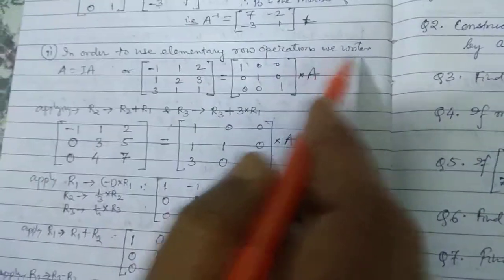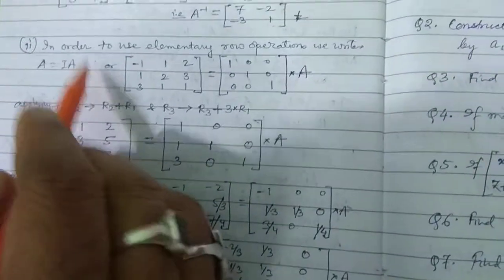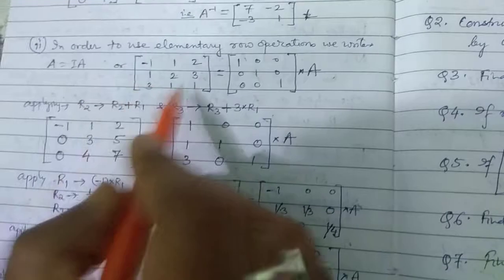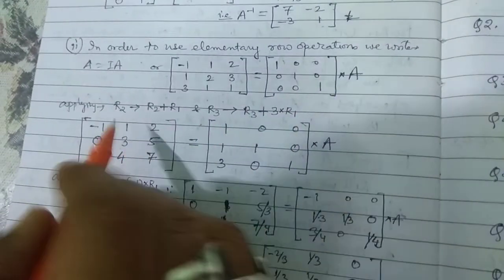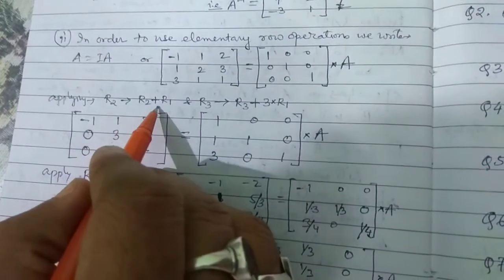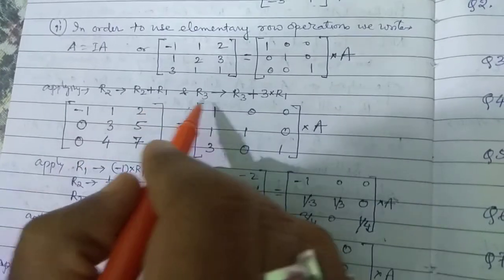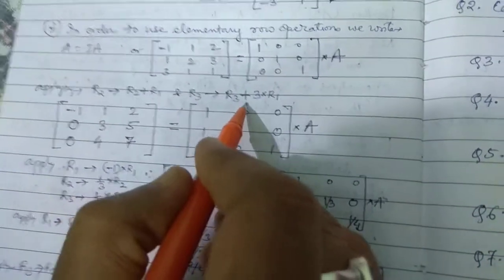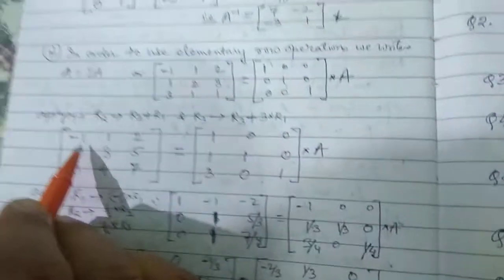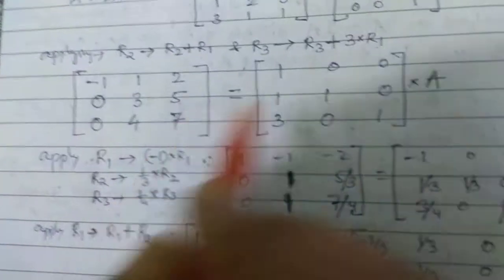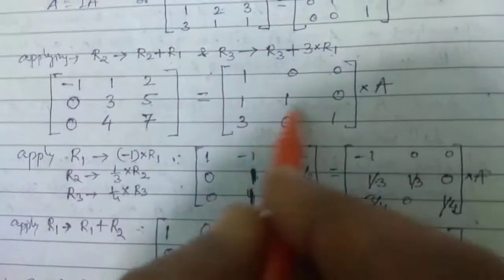Now we see how we are solving. In order to use the elementary row operation, we write A is equal to IA as we told here also. Now this is A, this is I, this is A. Now first we are applying R2 is replaced by R1 plus R2 or R2 plus R1 and R3 is replaced by R3 plus 3 into R1. Then we are getting minus 1, 1, 2, 0, 3, 5, 0, 4, 7. Then here get 1, 0, 0, 1, 1, 0 and 3, 0, 1.